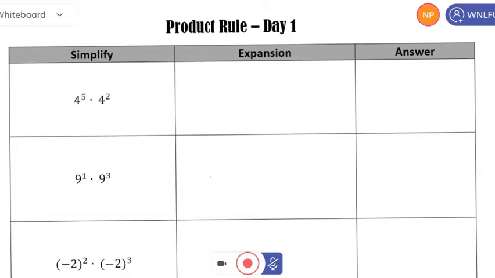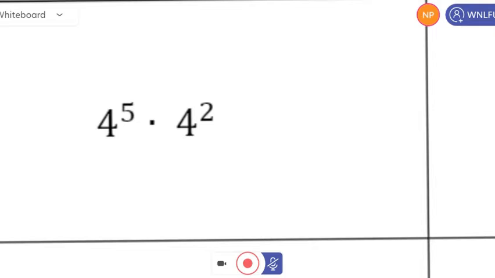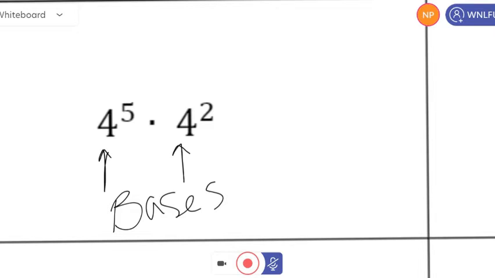So looking at the first one, we have 4 to the 5th times 4 to the 2nd, or 4 squared. We are going to expand that and then write our simplified answer after the expansion. Looking at 4 to the 5th and 4 to the 2nd, they both have the same base of 4. Right? So just recapping on vocab, those two numbers are the bases, and then the 5 and the 2, those are exponents.